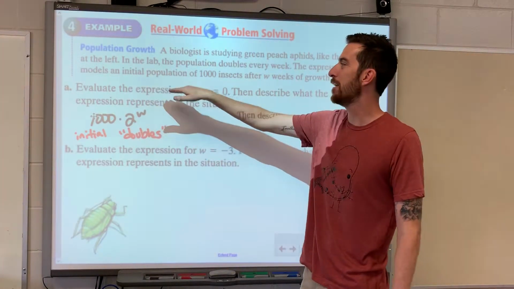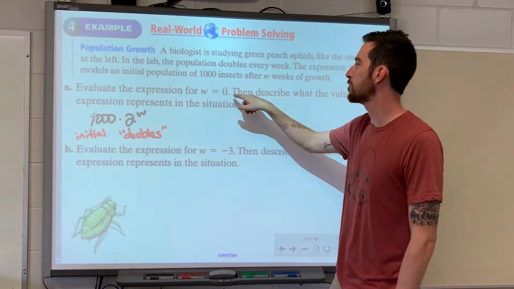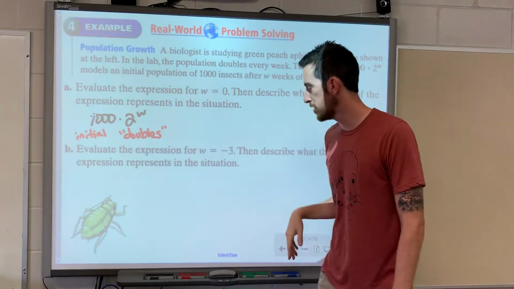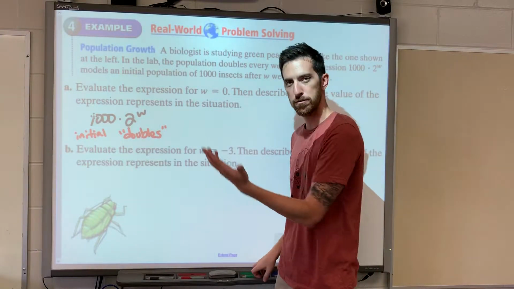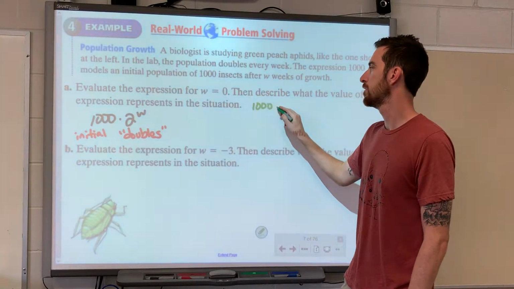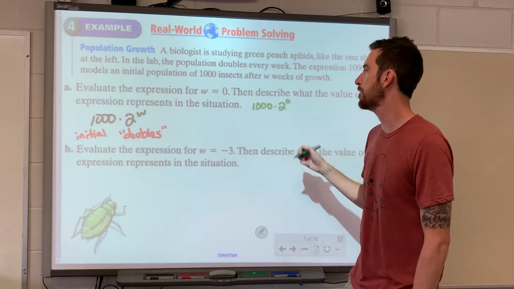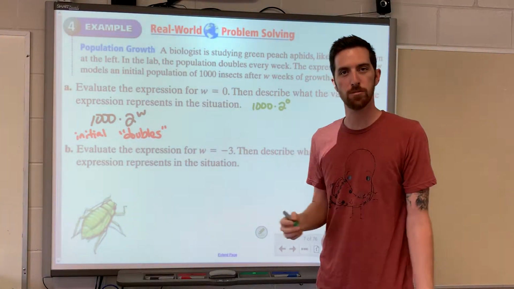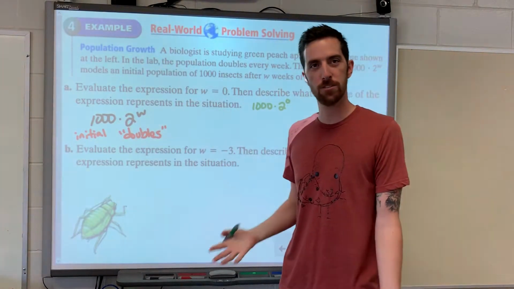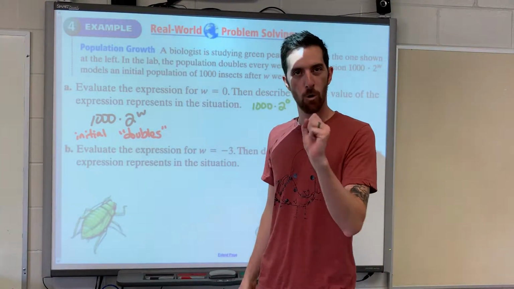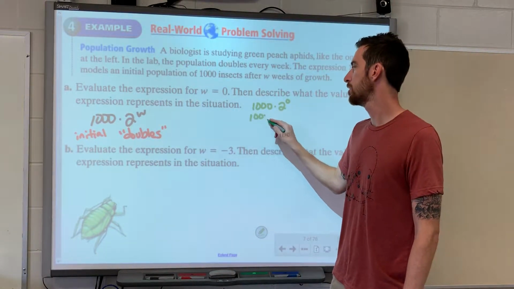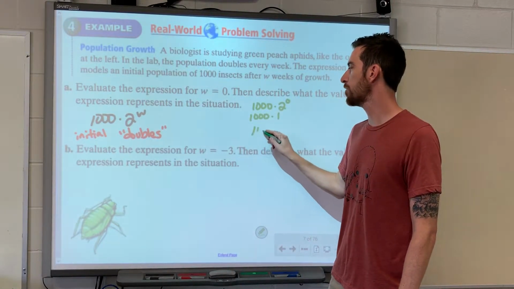So A says evaluate the expression for W equals 0, then describe what the value of this expression represents in this situation. So we need to substitute in 0 for W. 1,000 times 2 to the 0 power. Now, do we do multiplication or exponents first? We do exponents first. 2 to the 0 power, what's anything to the 0 power? 1. So we have 1,000 times 1, which is 1,000.